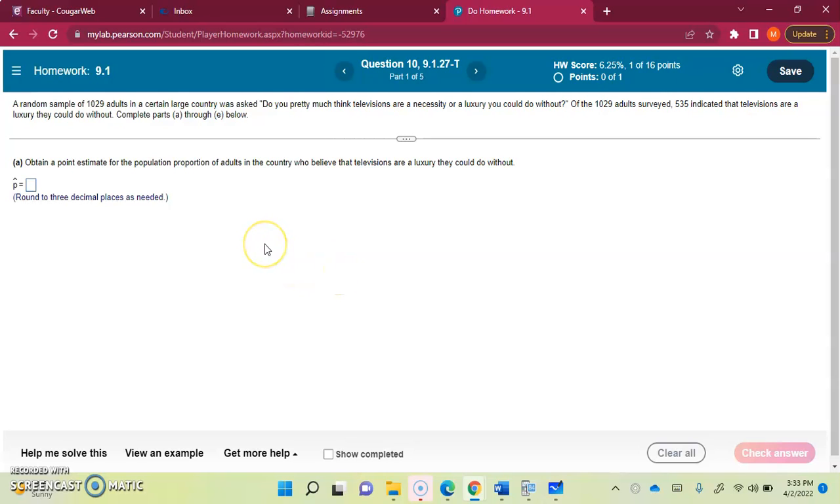Here is question number 10 from homework 9.1. It says a random sample of adults in a certain large country were asked, do you think that televisions are necessary or a luxury you could do without? Out of 1029 adults surveyed, 535 indicated that televisions are a luxury they could do without.